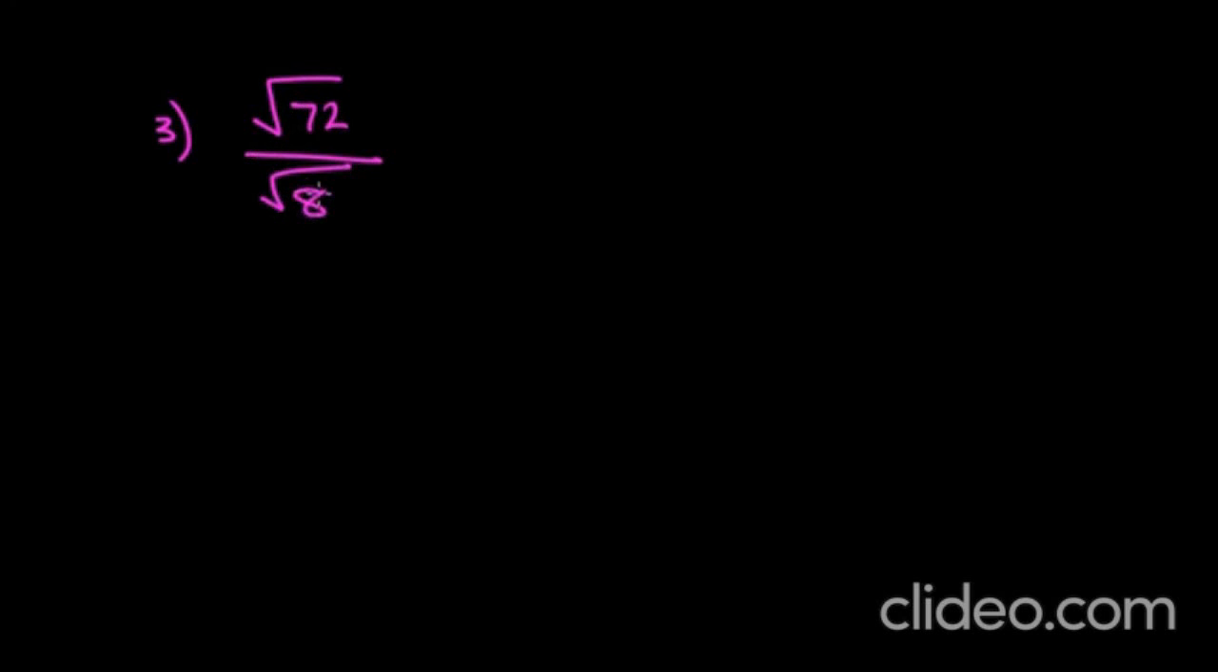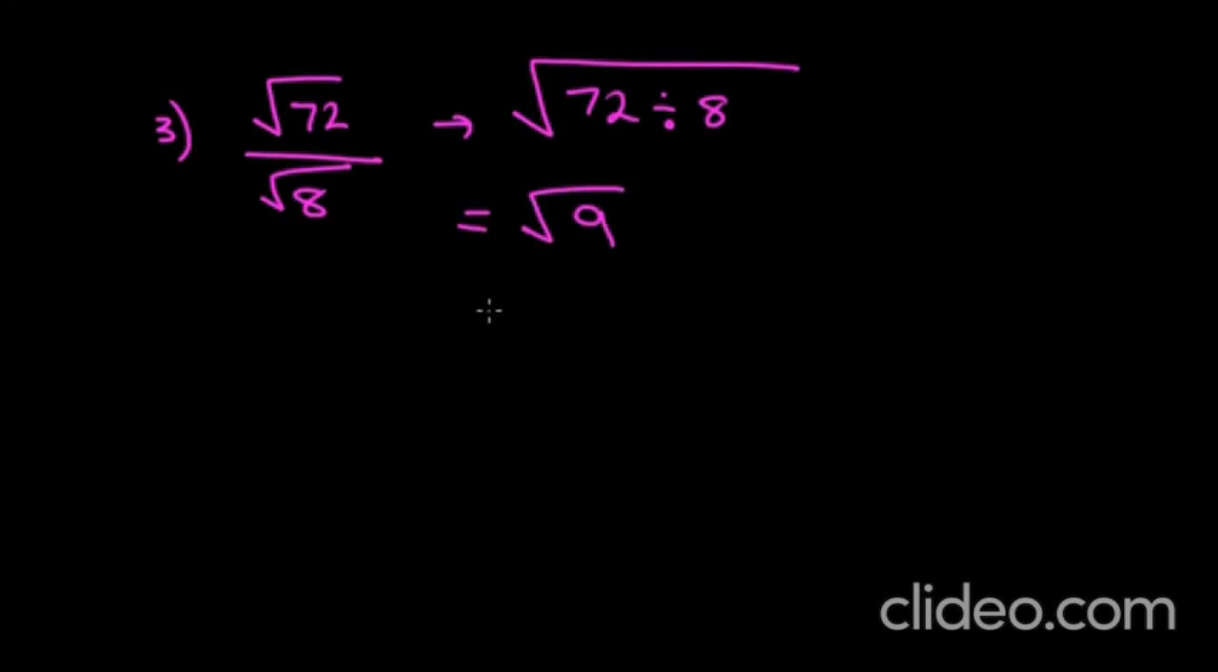Root over 72 divided by root over 8. This is the same as one root over, and inside it, 72 divided by 8, which gives root over 9. And 9 is a square number. So 3 squared. We can cancel out the power 2 with the square root. Now we have just 3. This is the answer.